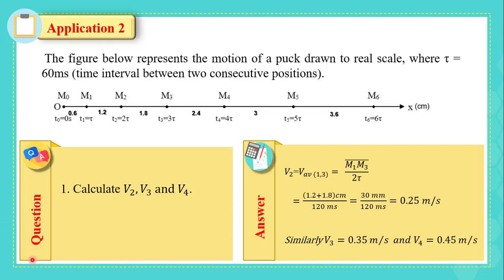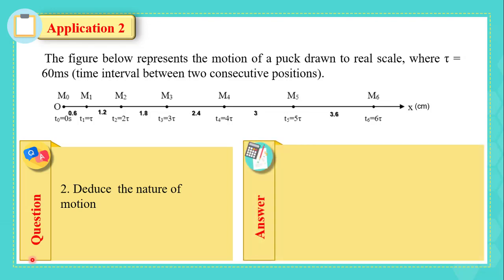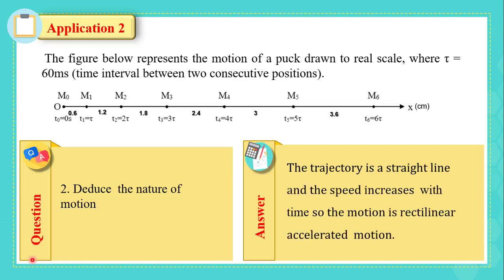Similarly, V3 will be equal to 0.35 meter per second, and try the calculation by yourself, and V4 is equal to 0.45 meter per second. In the second part, you are asked to deduce the nature of motion. First, the trajectory is a straight line, which means that the motion is a rectilinear motion, and the speed was increasing from 0.25 to 0.35, etc. Then it is rectilinear accelerated motion.